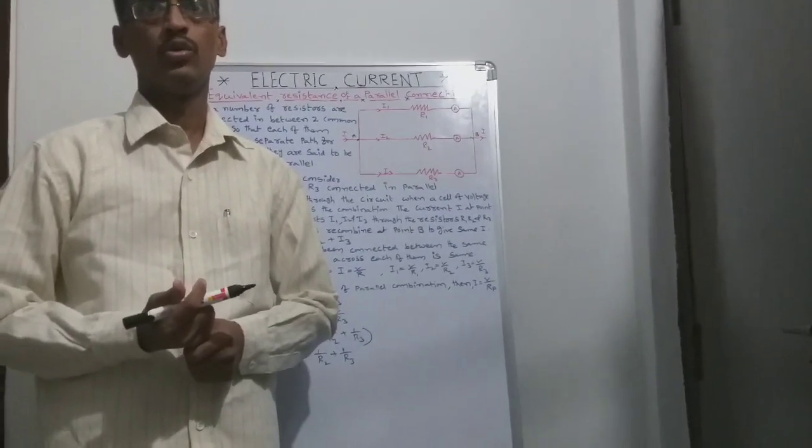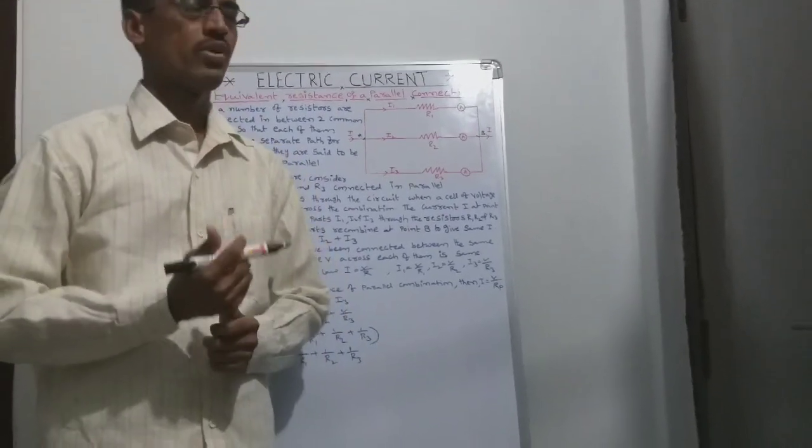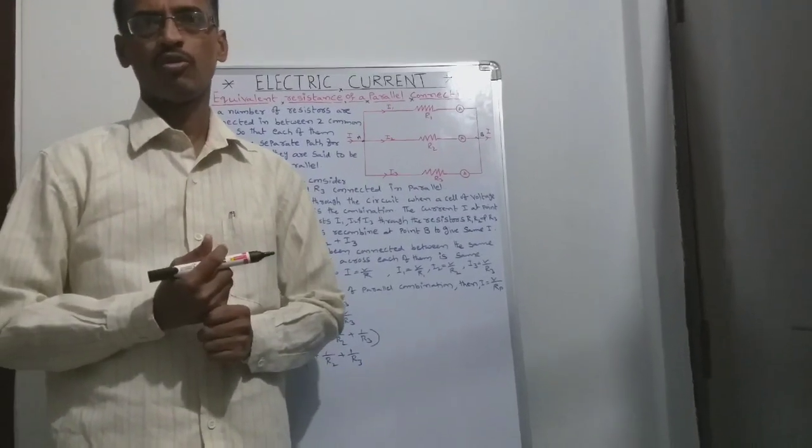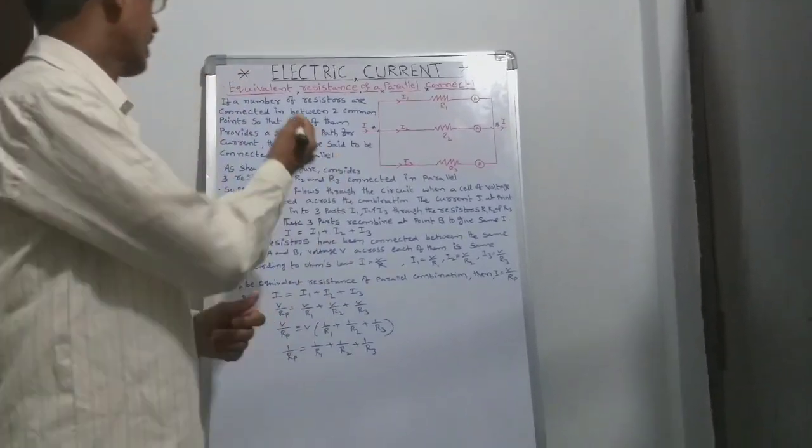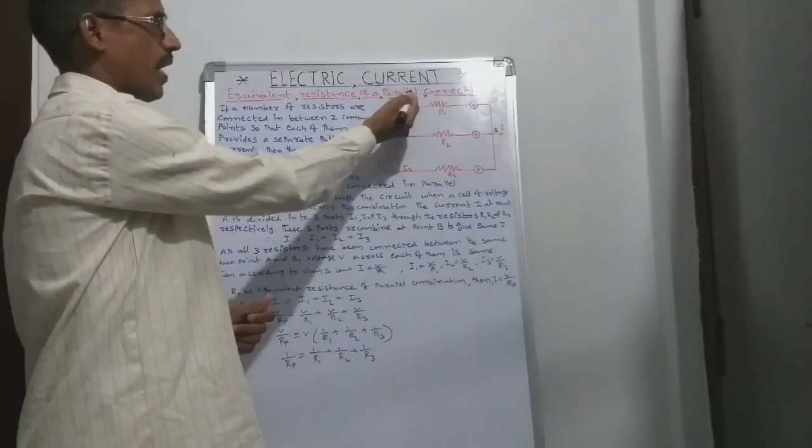Today we are going to learn about the derivation of 1/R = 1/R1 + 1/R2 + 1/R3, the equivalent resistance of a parallel connection.